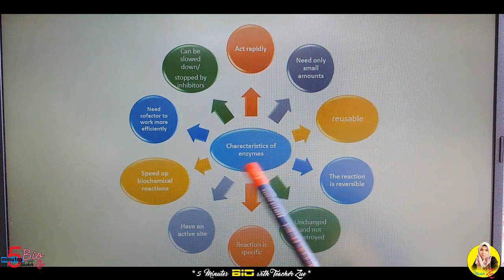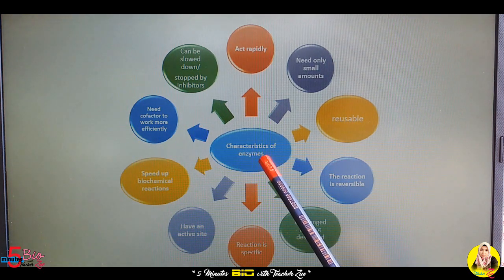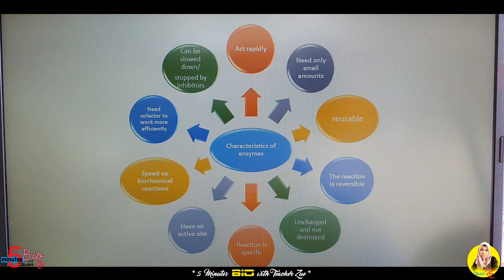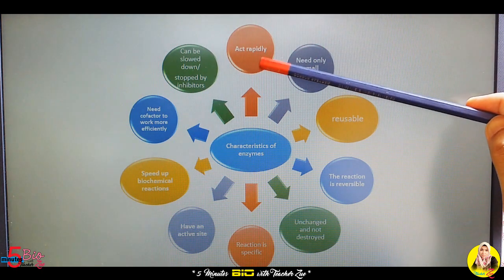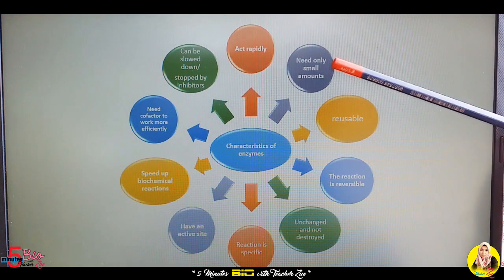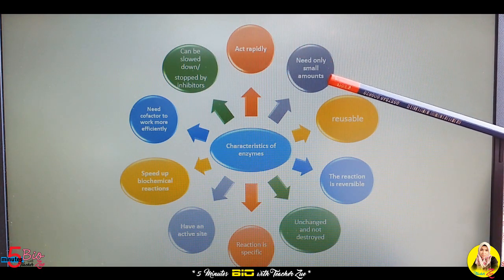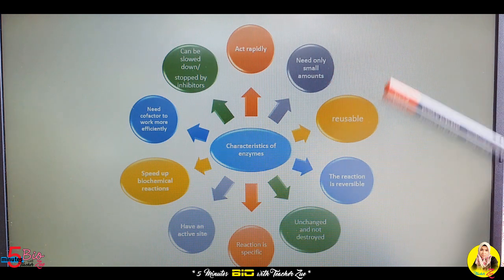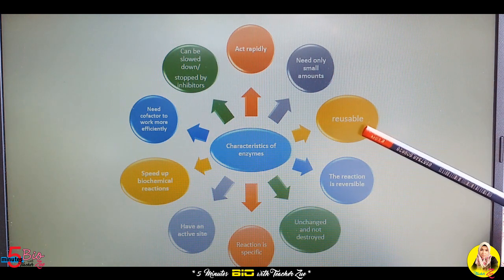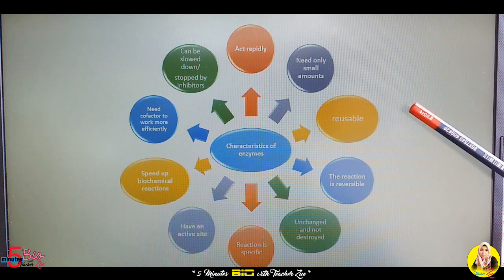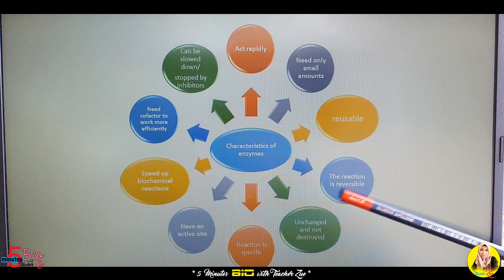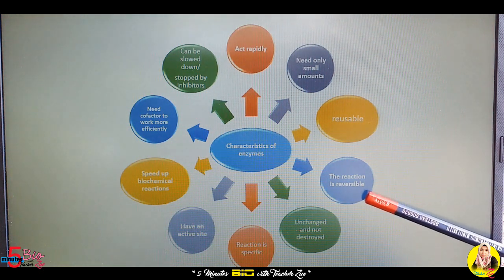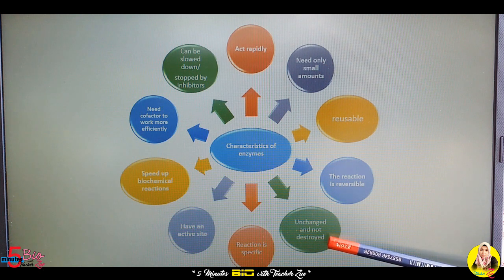Next, characteristics of enzymes. Okay, we start from here. They act rapidly and only small amounts are needed in the process. Reusable means we can use it again and again. The reaction is reversible. The enzyme is unchanged and not destroyed.